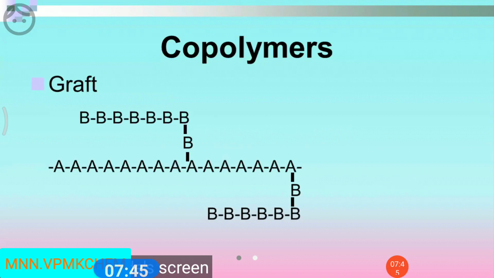And the third type of copolymer is known as graft copolymer. This is like a branch copolymer. In this, one monomeric unit forms a backbone chain, whereas the other monomeric unit forms the side chain to that polymeric backbone. This is called a graft copolymer.